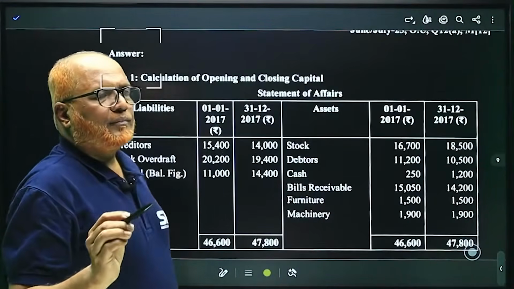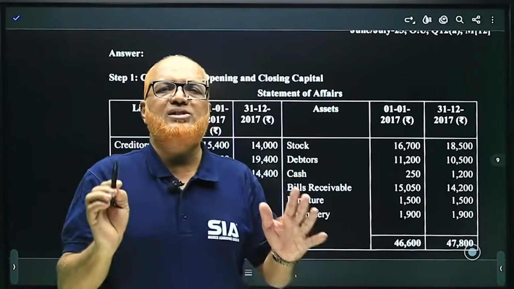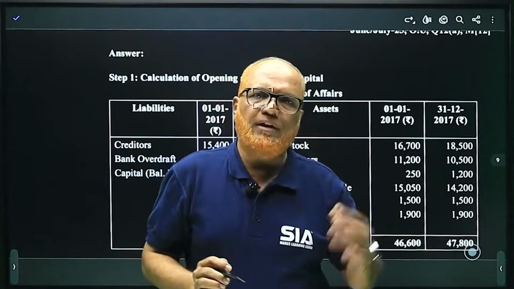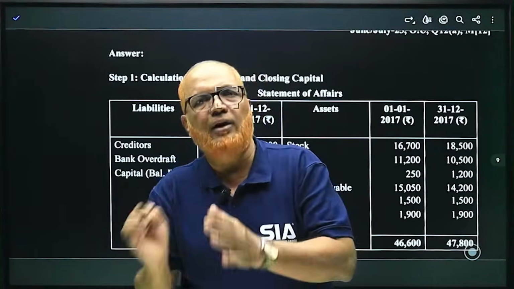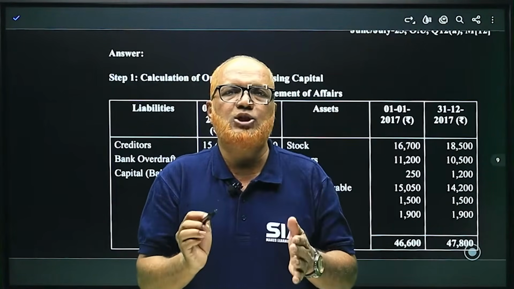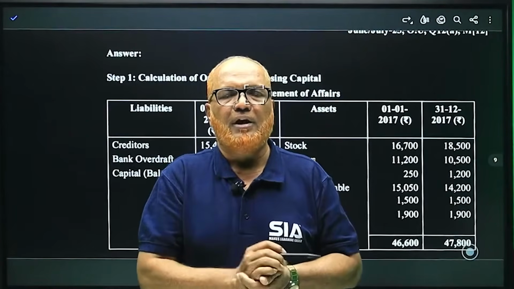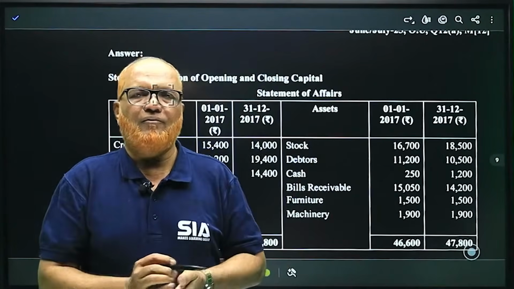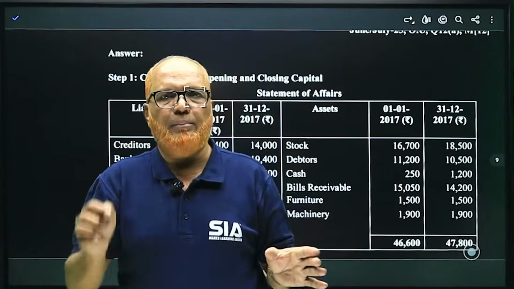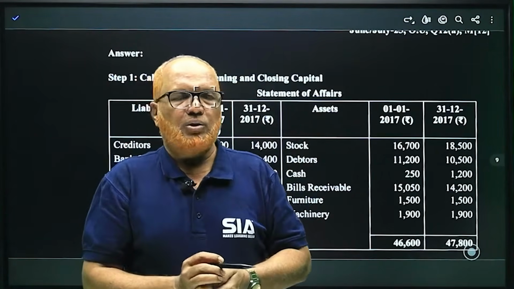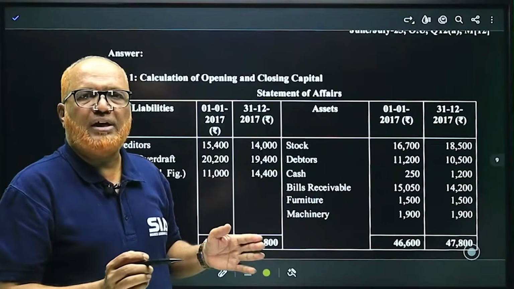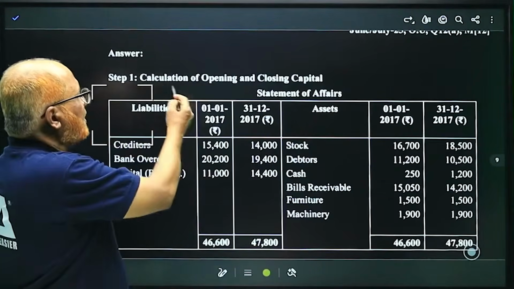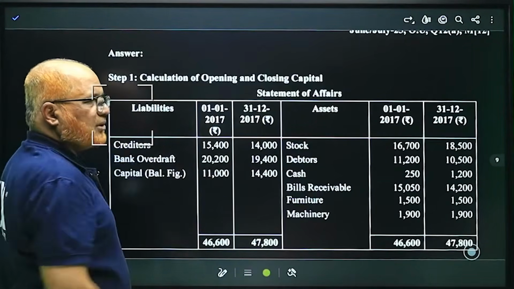Now, first of all, in this incomplete records, your first job is to find out what is the capital at the beginning of the year and capital at the end of the year by making statement of affairs. A statement of affairs is just like a balance sheet where we will have assets and liabilities, right? So by taking the assets and liabilities, we can find out what is the capital at the beginning of the year and capital at the end of the year.